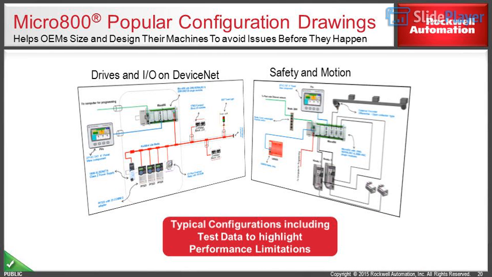Typical configurations including performance limitations. Micro800 popular configuration drawings help OEMs size and design their machines to avoid issues before they happen. Drives and I/O on DeviceNet. Safety and motion. Typical configurations including test data to highlight performance limitations.